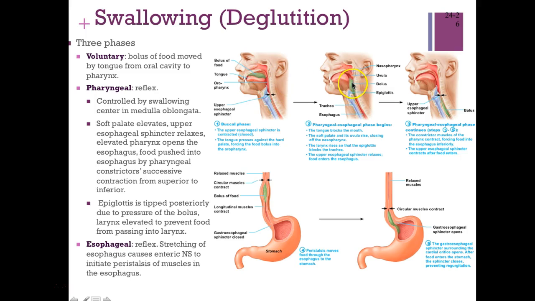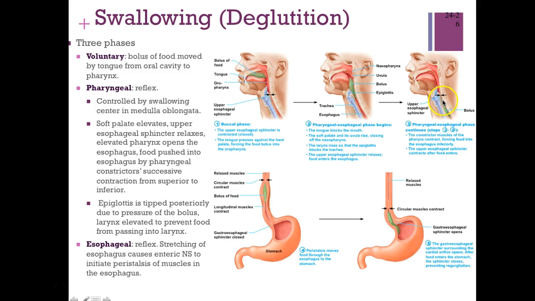Once we get into our pharynx, we know that the upper portion is made up of skeletal muscle, and then the inferior portion is smooth muscle. So this is more of a reflex at this point that is controlled by the medulla oblongata. So our soft palate is going to elevate up. Remember, we want that uvula to swing on up, and our upper esophageal sphincter is going to relax, allowing the food to slide into the esophagus.